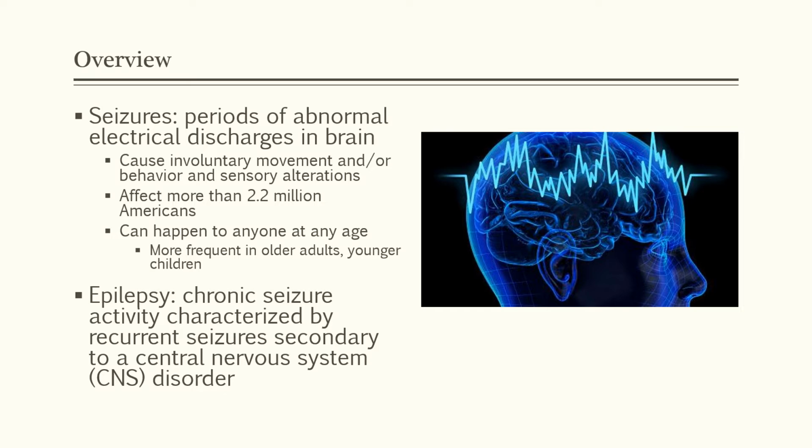Seizures can happen to anyone at any age, but they seem to occur more frequently in older adults and younger children. When seizure activity becomes chronic with recurrent episodes secondary to a central nervous system disorder, the affected individual is said to have epilepsy.